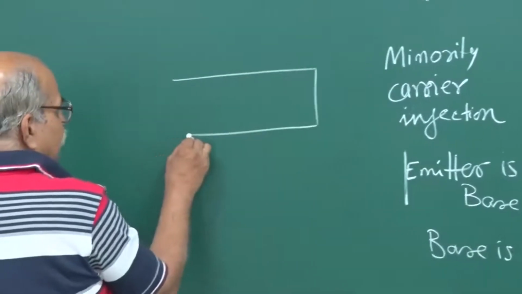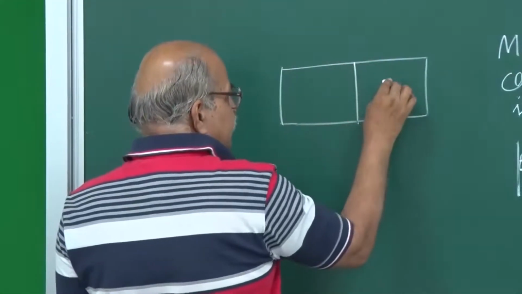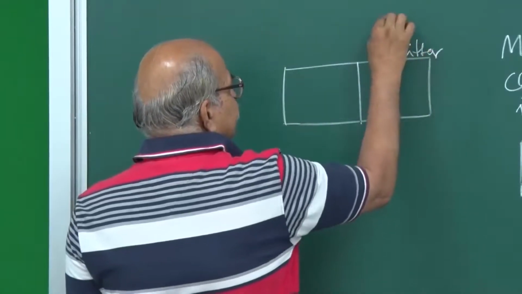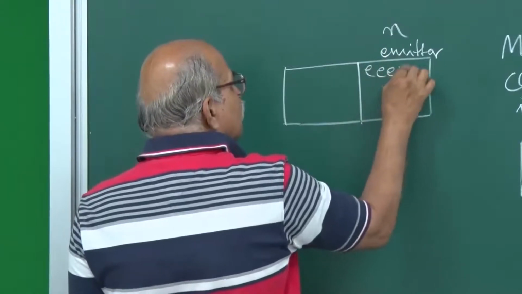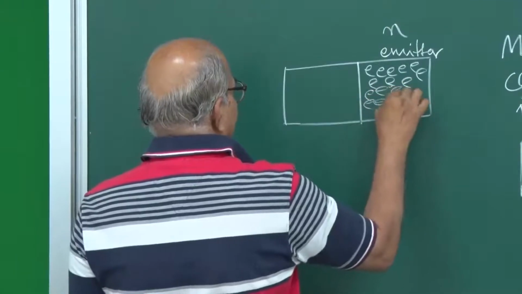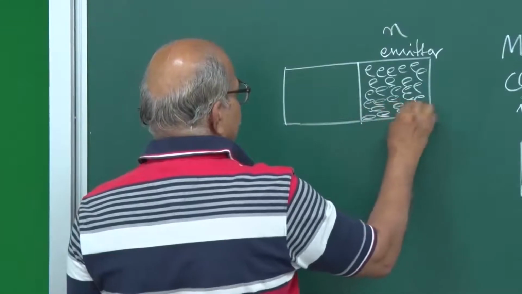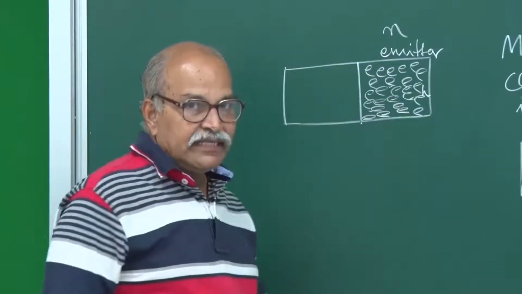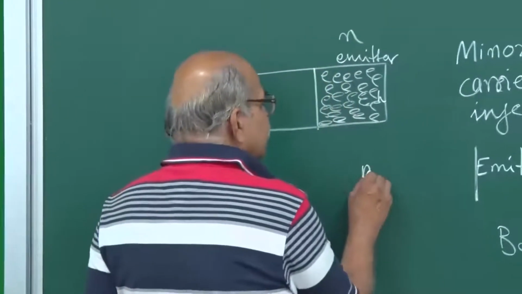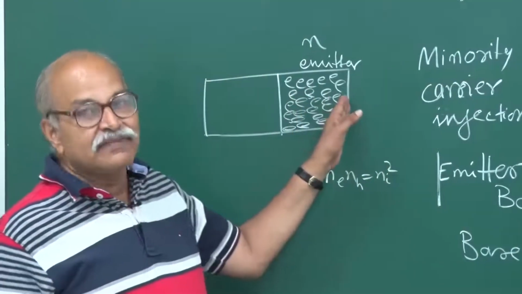First let us think of this first junction. This is emitter, which is N-type, which is heavily doped. That means a lot many electrons are there. Very small number of holes. Remember, Ne into Nh is Ni square. So if one is very large, the other is very small.